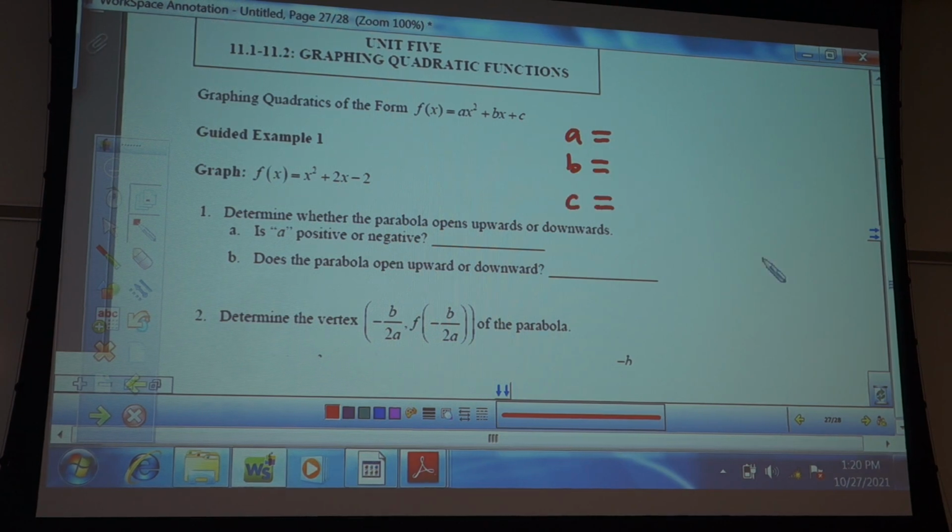Everybody fill that in, 15 seconds. Do it right now. What does A equal? Write it in. B equals what? If you're not sure about A, move on to B. C equals what? So just write C equals, fill that in. Check your answers with your neighbors.